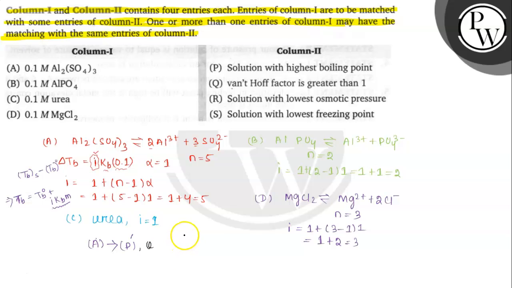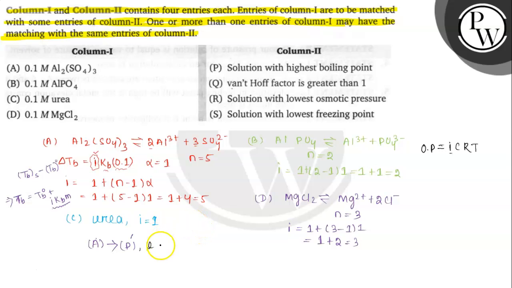Now, solution with lowest osmotic pressure. If you see the formula of osmotic pressure, you can write it as π = iCRT, where T is temperature, R is the universal gas constant, C is concentration, and i is the van't Hoff factor. So the more the value of i, the more is the osmotic pressure. That means Al2(SO4)3 has more osmotic pressure. So R will not be matched with A, solution with lowest osmotic pressure.